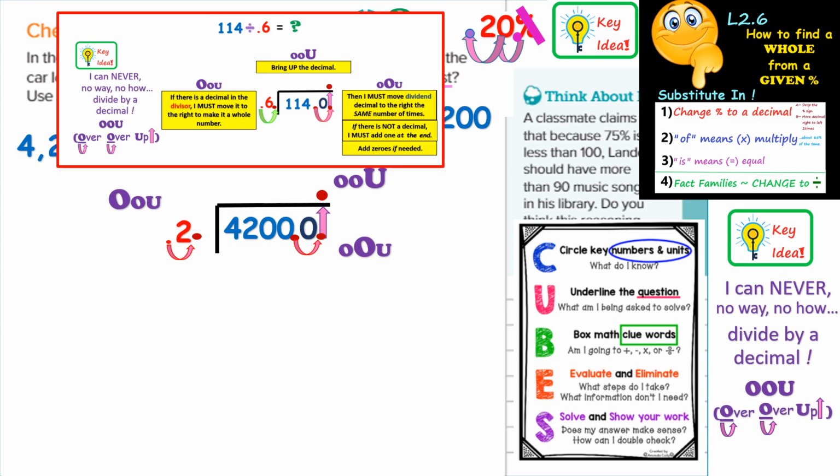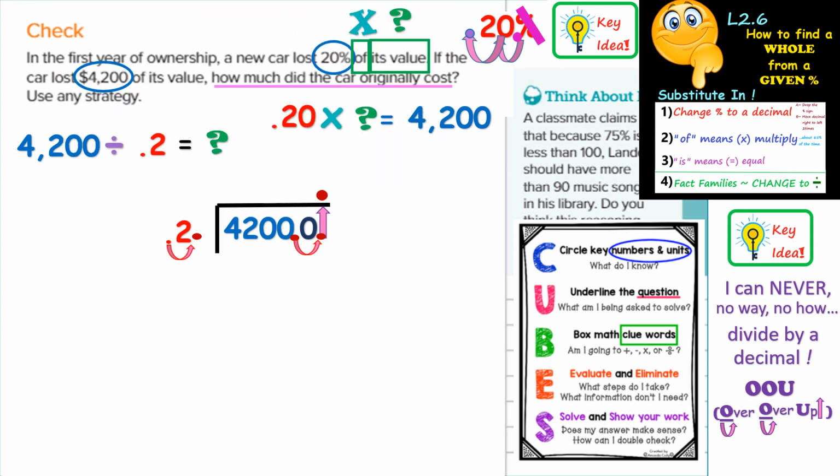Will 2 go into 4? Sure will. How many times? Well, 2 will go into 4 2 times, because 2 times 2 is indeed 4. When I subtract those, I have a 0 remainder. I bring down my 2. 2 goes into 2 how many times? 1 time, because 1 times 2 is 2. Now I'm left with a 0 remainder again, and I can't just say, well, then the final answer is $21, because that doesn't make any sense.